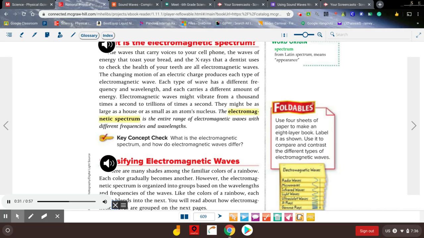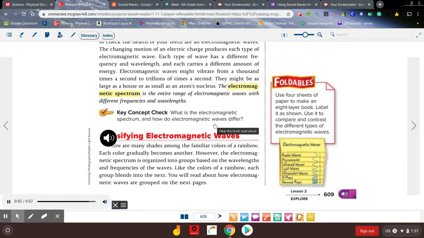Electromagnetic waves might vibrate from 1,000 times a second to trillions of times a second. They might be as large as a house or as small as an atom's nucleus. The electromagnetic spectrum is the entire range of electromagnetic waves with different frequencies and wavelengths. Key concept check. What is the electromagnetic spectrum, and how do electromagnetic waves differ?